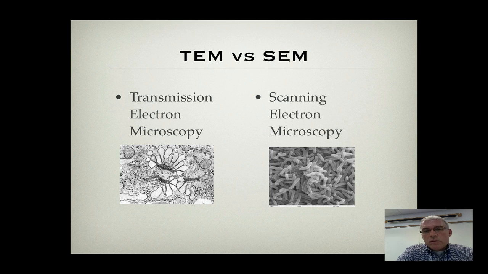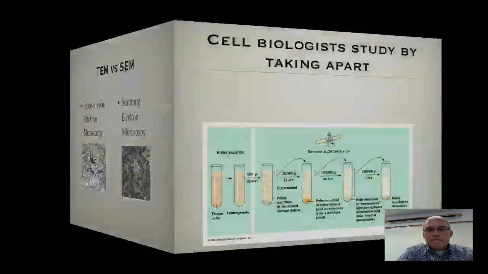Scanning electron microscopes, on the other hand, produce three-dimensional images by using an electron beam to scan the exterior of a three-dimensional mounted specimen. And this is how we get sharp pictures of insect parts and these bacteria. Both of these electron microscopes are used to study cells.